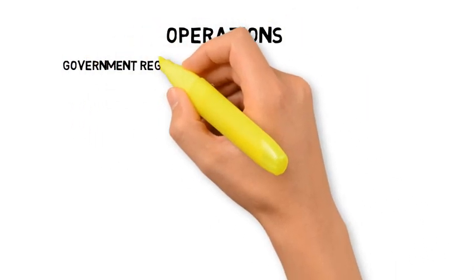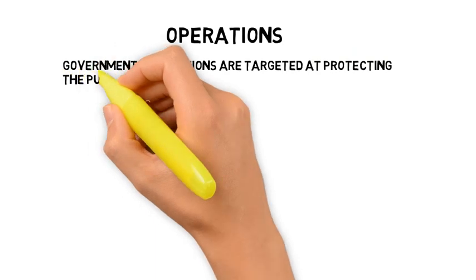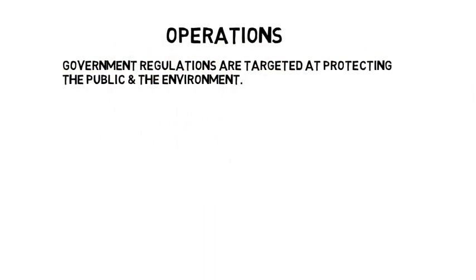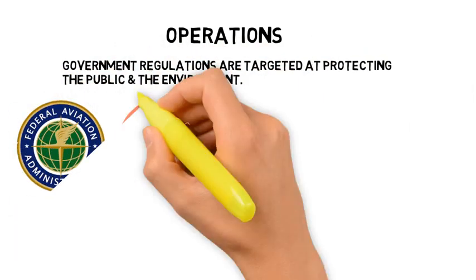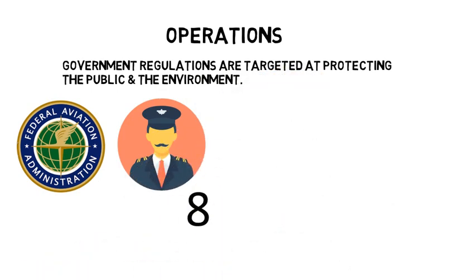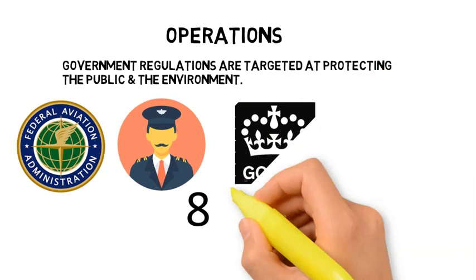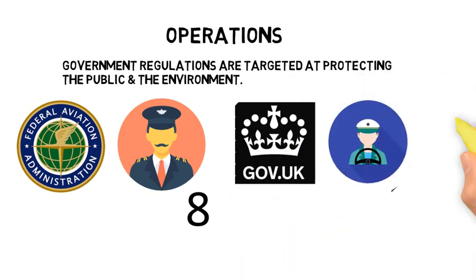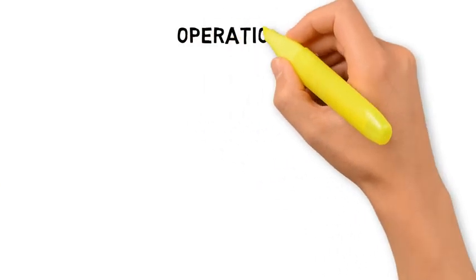government agencies. Many governments have put in place rules and regulations for transportation companies operating in their jurisdiction, aimed at protecting the safety of the public and the environment. For example, the US Federal Aviation Administration, or FAA, limits pilots to 8 hours of flight during each 24-hour period, and the UK government limits drivers to no more than 10 hours driving a day.